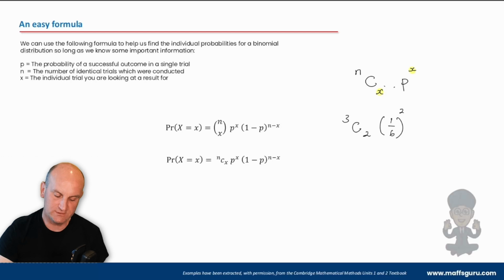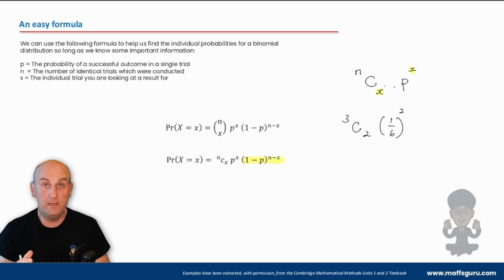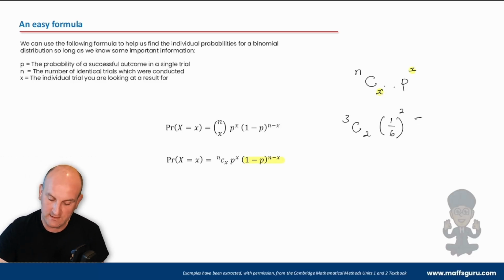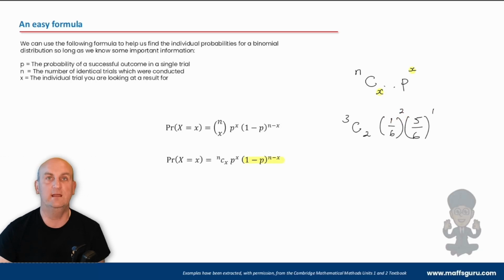So what's the next section? Well, where did this come from? 1 minus p. Well, binomial deals with successes and failures. If it's not a success, it's a failure. The probability of getting a 3 was 1/6, so the probability of not getting a 3 must be 5/6. So that then became 5/6. And again, I normally put that in brackets because if I've got 2 successes, I must therefore have 1 failure, and in this case, not a 3. And that effectively is what this formula is trying to build up.